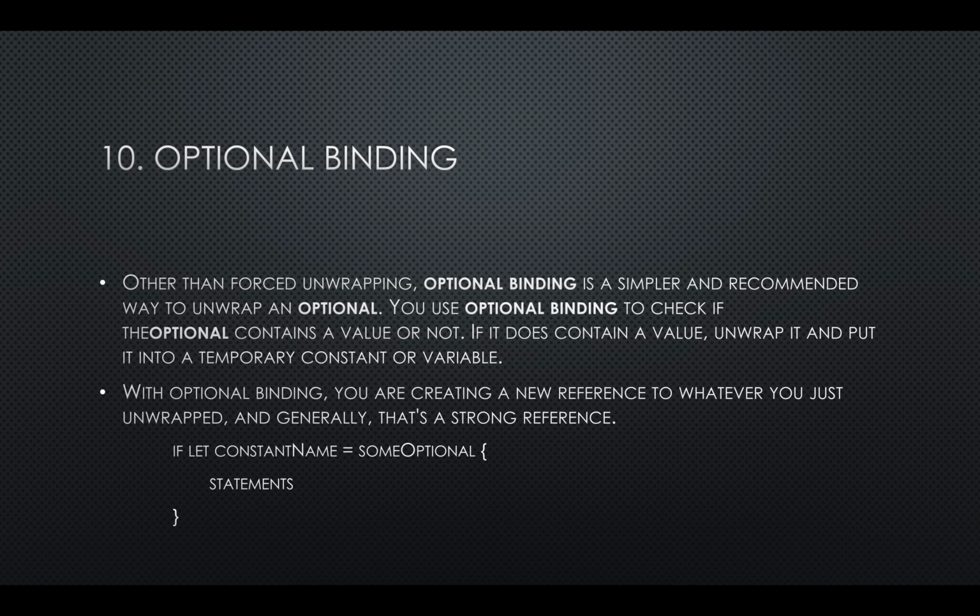Okay, so here we have an example. If let constant name equals to some optional value and then some statement. Okay, so if this optional value has some value, then we'll have that value in the constant name, and then you can use it in this block of the code. And if it does not have that, then it wouldn't even come here. It'll go in the else block, if you want to handle that as well.